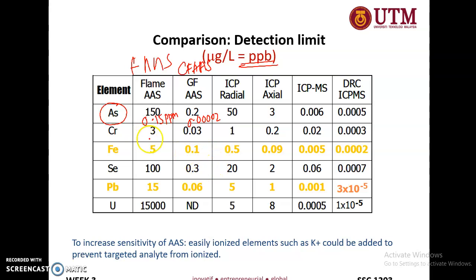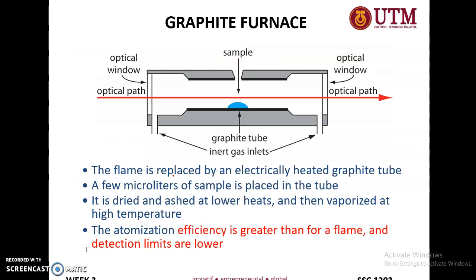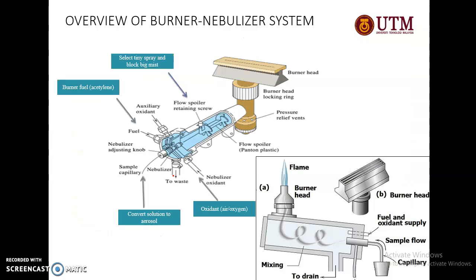The same thing for chromium, 3 ppb versus 0.03 ppb. For example, if you want to run selenium, you can do it with graphite furnace AAS, whereby it can be detected easily because the detection limit is better. Why? Let's go back to the previous slides.